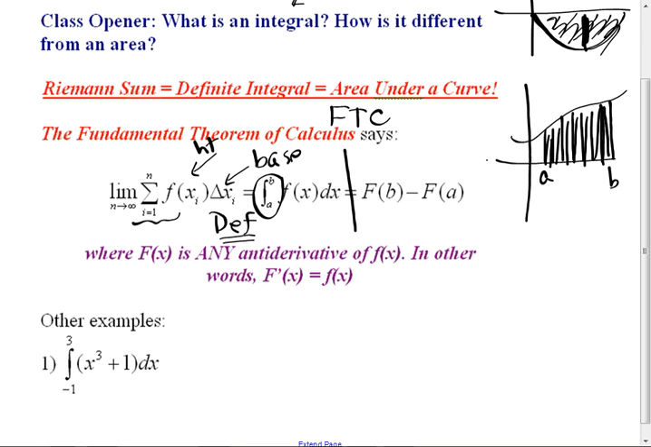It should bother you. Why is an area equal to an antiderivative? It bothers me. Well, the proof would take a while, and it's hard. It's not an easy proof. So I'm very willing to do it, but I'd rather wait till after the exam to do it.